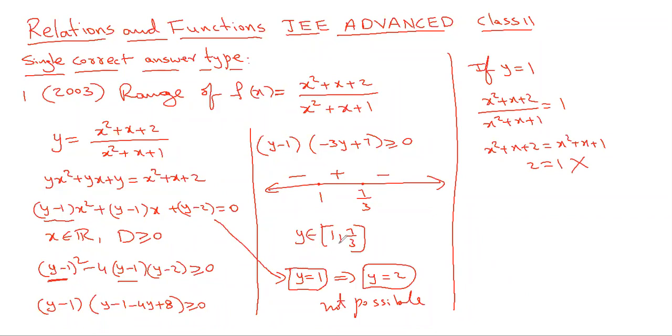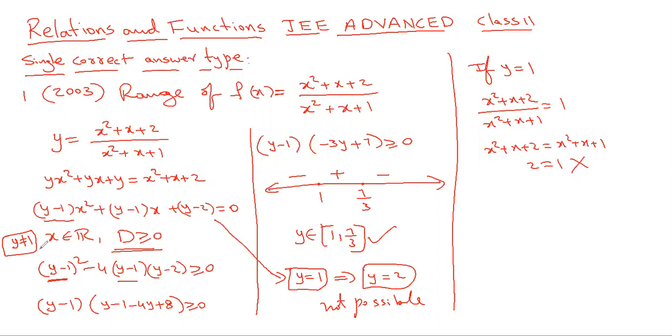Sir, how do we know which value we need to verify? Once we reach this step, how do we know that only 1 we need to verify, or 7 by 3 also we need to verify, or all the values in this interval we need to verify? See, that inequality, D greater than or equal to 0, we wrote for the quadratic equation. We call this a quadratic equation only when y is not equal to 1. So this calculation and all we did for y not equal to 1. In that calculation of y not equal to 1, we included 1 also.